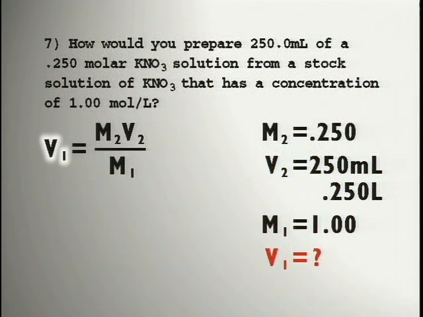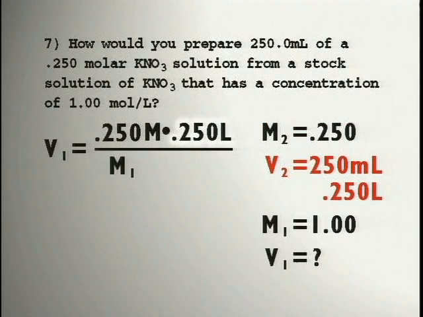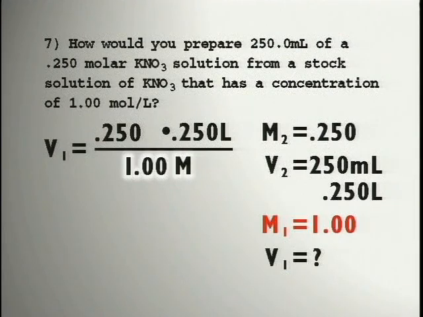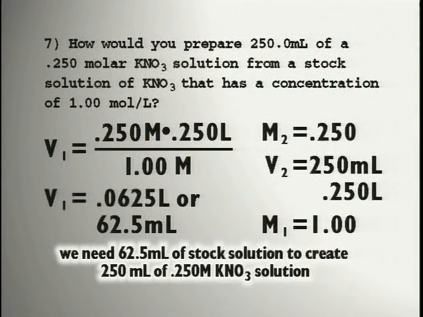So V1, the volume of stock solution, equals M2, the 0.250 molar solution, times V2, 0.250 liters, divided by M1, the 1.00 molar solution. That gives us 0.0625 liters, or 62.5 milliliters. So the volume of stock solution we need to create 250 milliliters of 0.250 molar potassium nitrate solution is 62.5 milliliters.